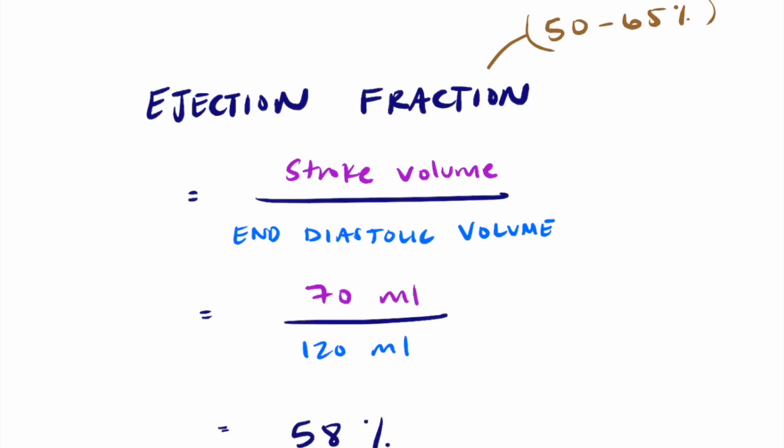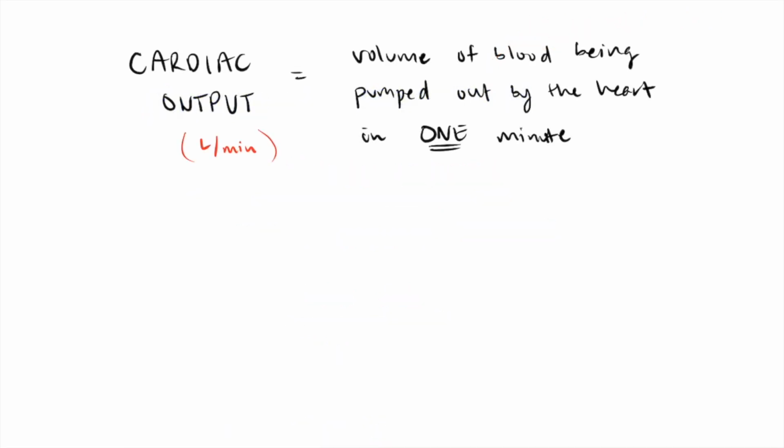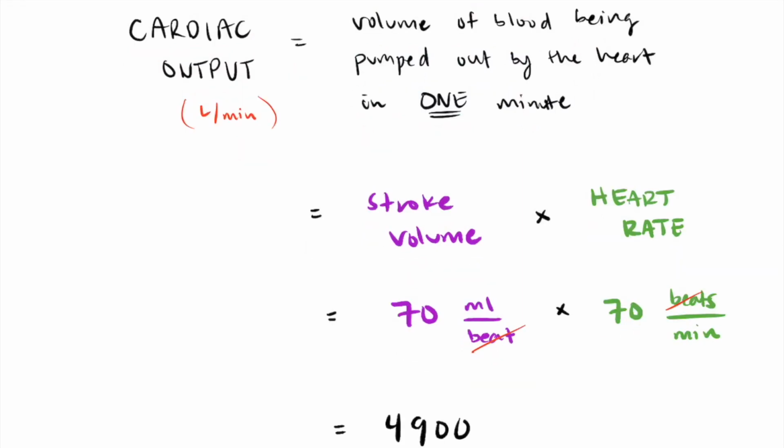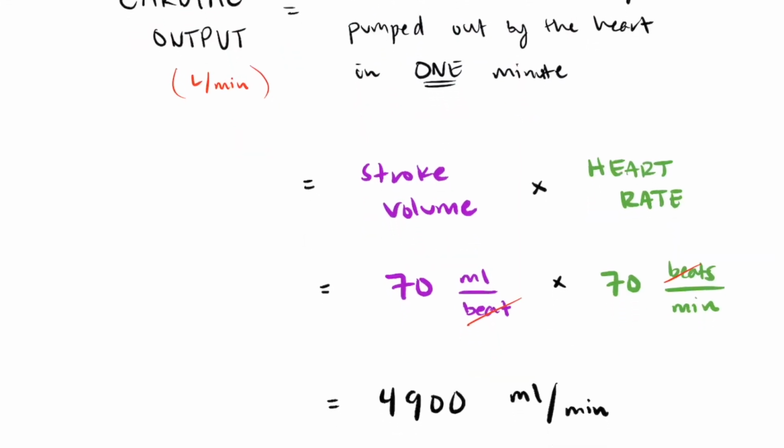So now that we have our stroke volume, we can calculate the cardiac output. Remember, the cardiac output is the volume of blood being pumped out by the heart in 1 minute. Your stroke volume times your heart rate. If the stroke volume is 70 milliliters per beat and your heart rate is 70 beats per minute, cardiac output becomes 4,900 milliliters per minute, essentially 5 liters per minute.